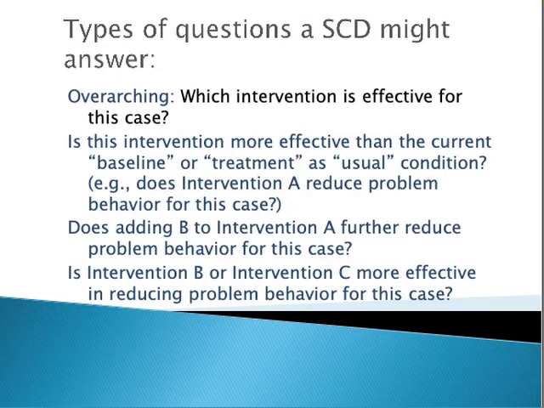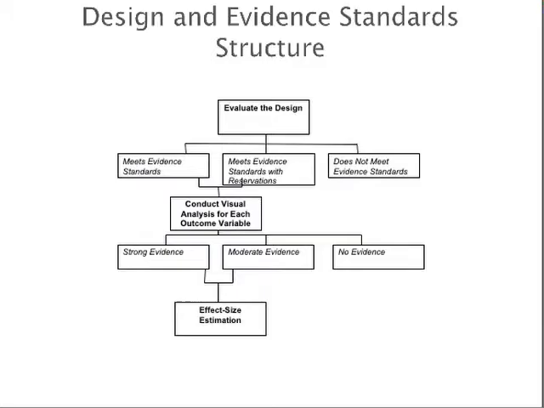So what are the types of questions a single case design might answer? Which intervention is effective for this case? Is the intervention more effective than the current baseline or treatment as usual condition? Does adding B to intervention A further reduce problem behavior for this case? Is intervention B or intervention C more effective in reducing problem behavior for this case?